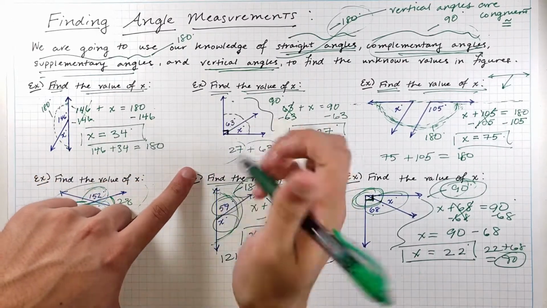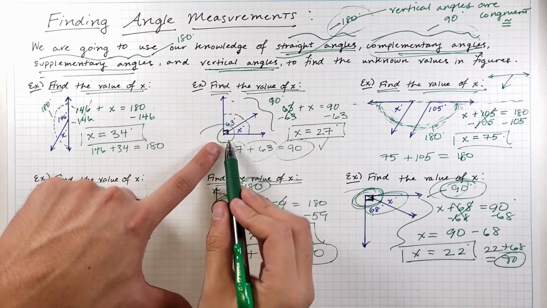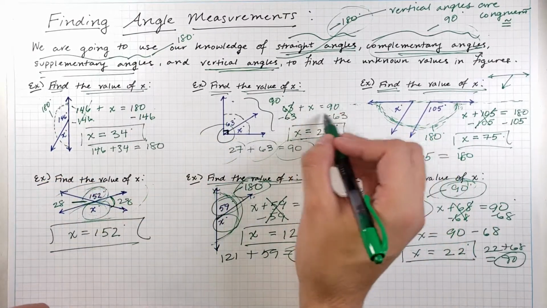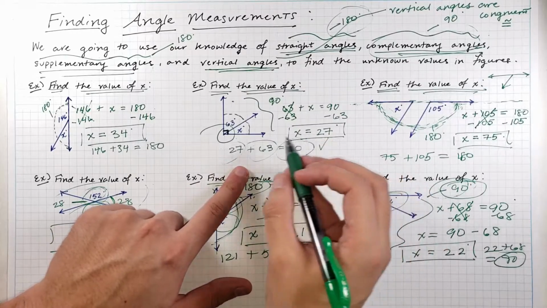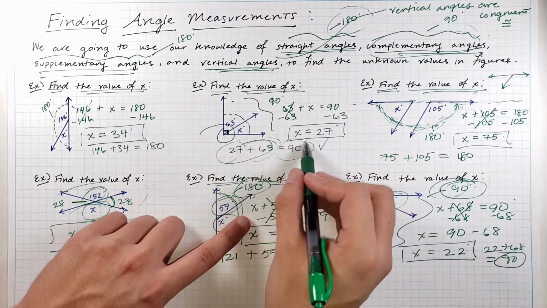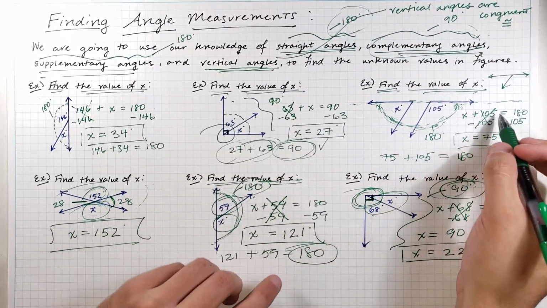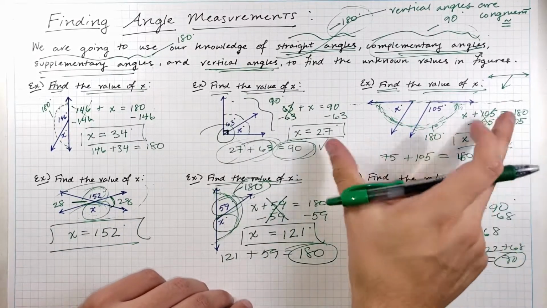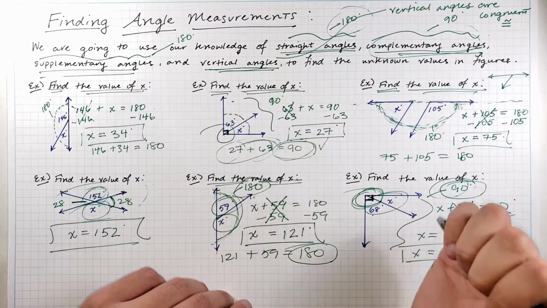Same thing with this one. Little box is your best friend for complementary problems. So x plus 63, you set it equal to 90. To get x by itself, you get x to be 27. You check it to make sure it's right. It's good. Next thing you do here, they can look a little funny sometimes, but as you practice and get better, you can see that you can kind of combine them.